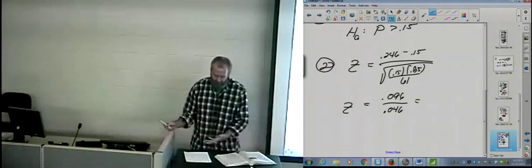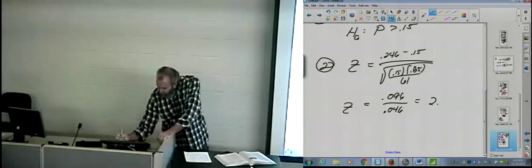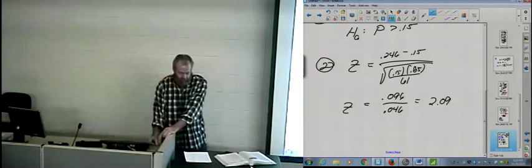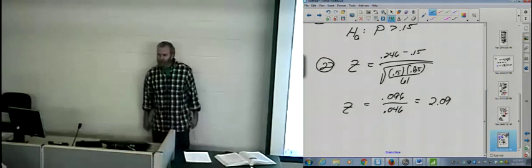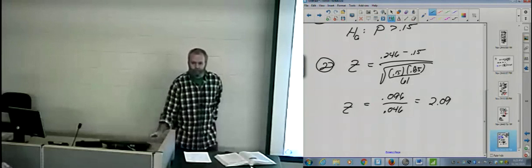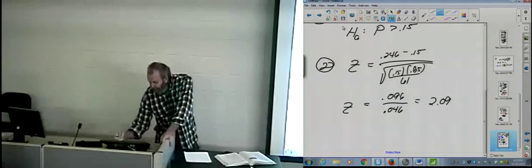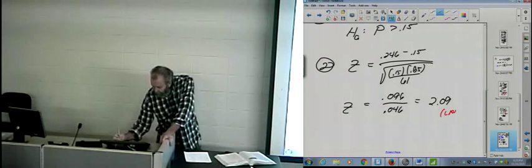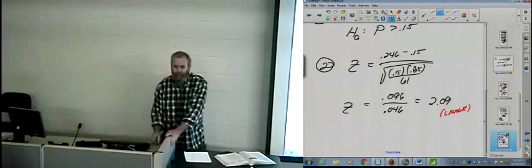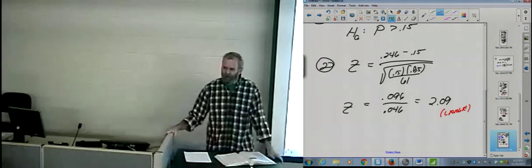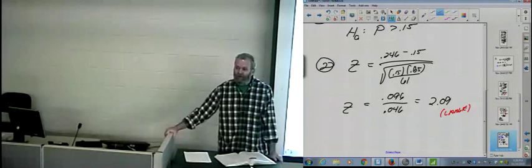Then when I do this division, I get 2.09. Is that a small or large z-score? I mean, it's not huge, but it's rather large. Are you expecting a small p-value or a large p-value when you got a large test statistic? I'm expecting a small one. Remember, they go opposite of each other. Okay?